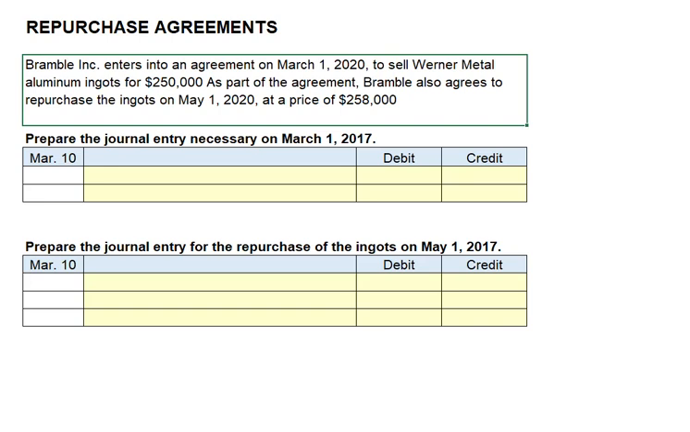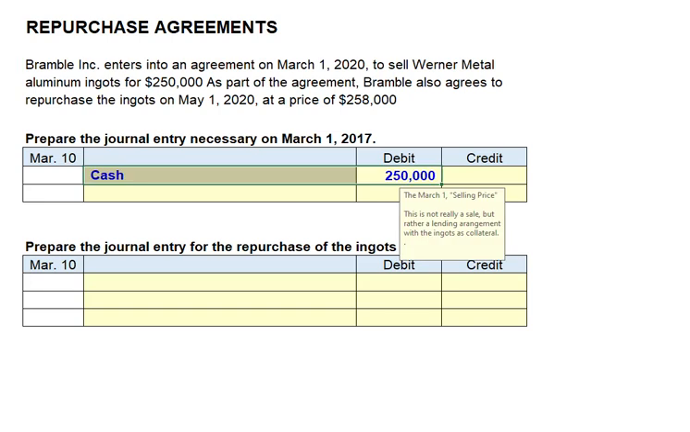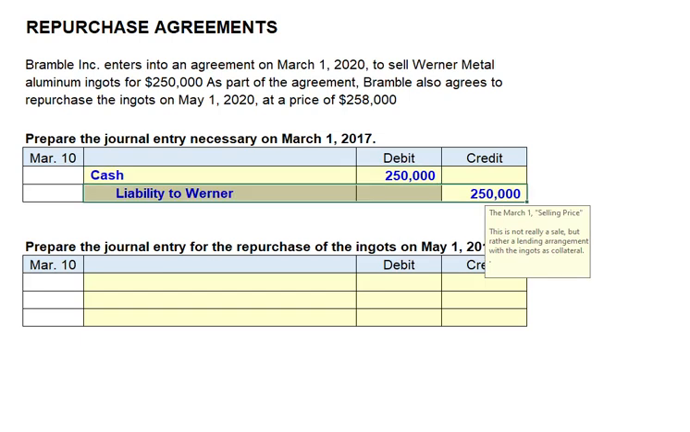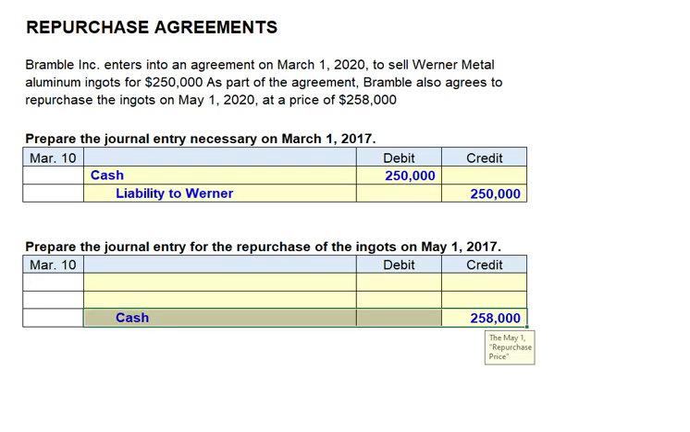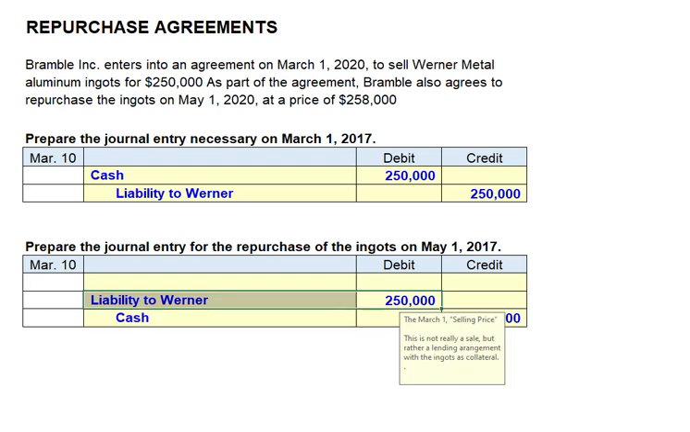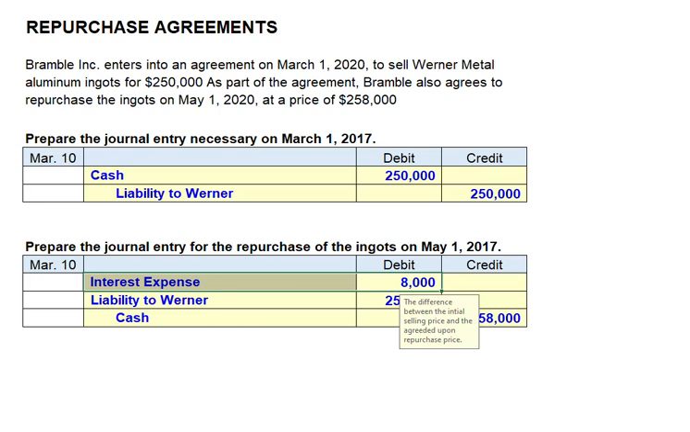So on March 1st, when we get the $250,000 cash, we will of course debit cash, but we will also credit a liability to Werner, some sort of loan or payable, but a liability on our books. Then on May 1st, 2020, when we repay the loan, we will of course credit cash for $258,000, and we will debit the liability to Werner for $250,000, and the difference gets recorded as $8,000 in interest expense.